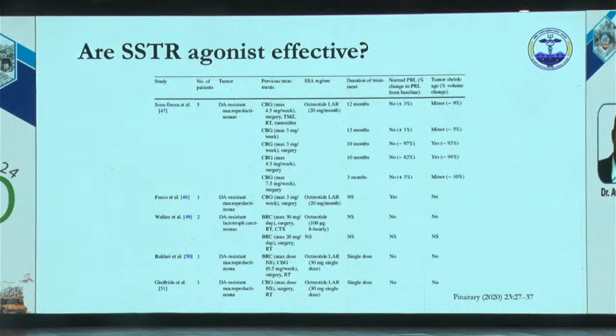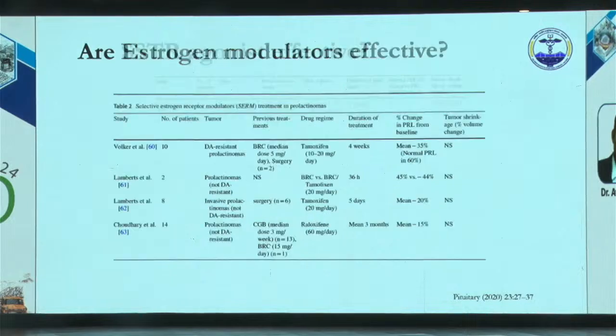Sometimes, since D2 receptors are on lactotropes, they also have SST receptors. The question comes to our mind whether SST agonists like lanreotide, pasireotide, or octreotide are going to be effective or not. Most of the series have shown there is some decrement in the prolactin, but there is no effect on the mass. So possibly they are not going to be effective.